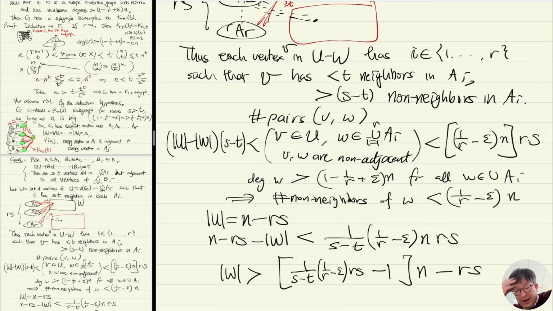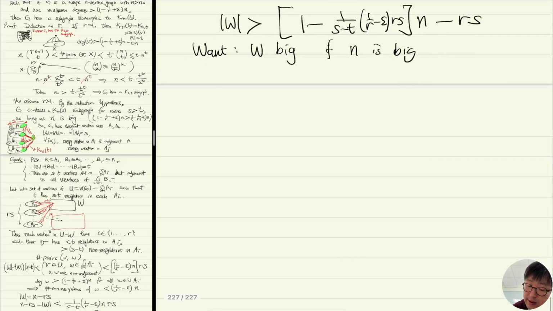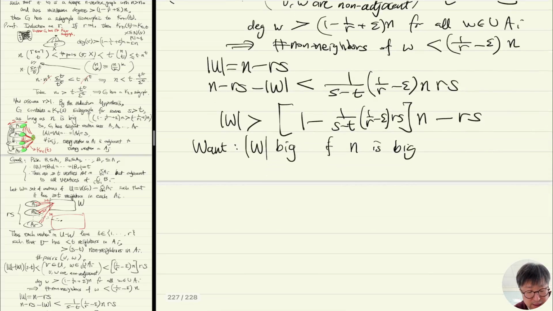Okay, so U minus W, S minus T is less than or equal to that. So W is at least 1 minus 1 over S minus T, 1 over R minus epsilon Rs, right? And we want W to be big if n is big.